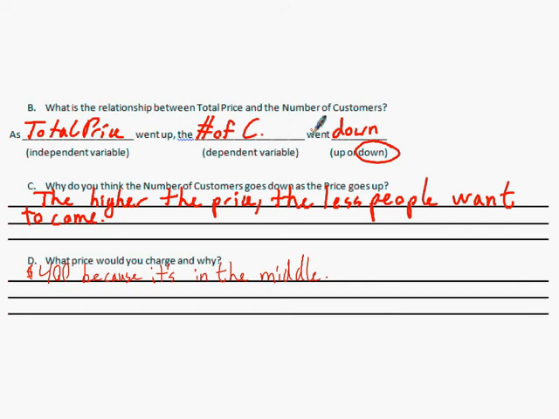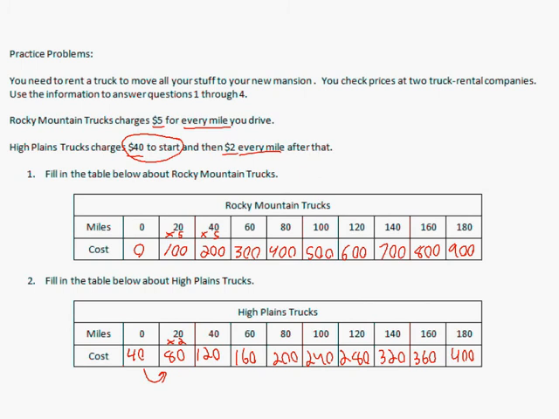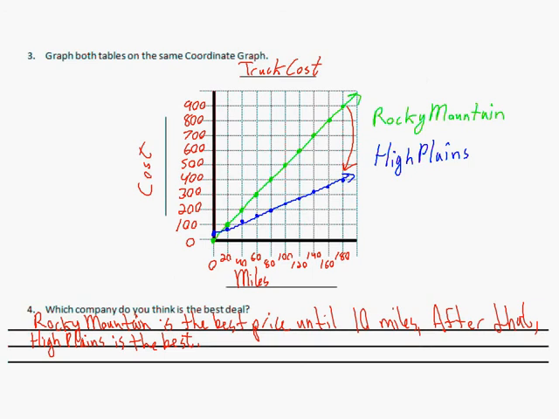What price would you charge? We looked at a comparison of two truck rental companies. We graphed them both on the same coordinate graph, and then we answered a question about which one's the best deal and talked about where it crossed. This is the end of lesson 2.2. Up next is lesson 2.3, still in variables and patterns.